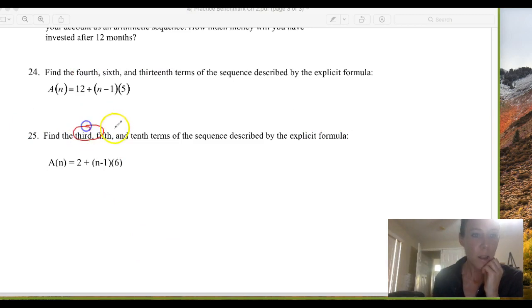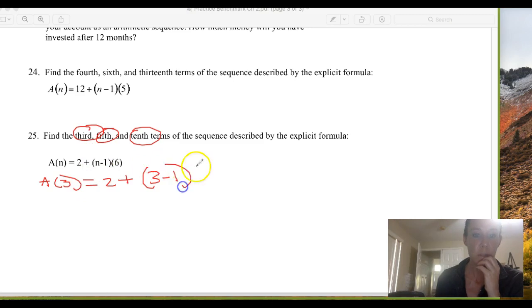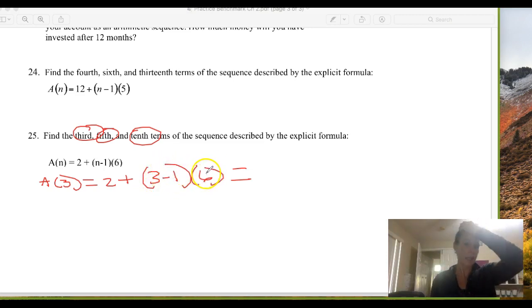All right. Find your 3rd, 5th, and 10th term. So 3rd term, I'm just going to go a sub 3 equals 2 plus, I plug in 3 for my number of terms, and times that by 6. Just plug and chug. These are really easy. 3 minus 1 is 2. 2 times 6 is 12. 12 plus 2 is 14.